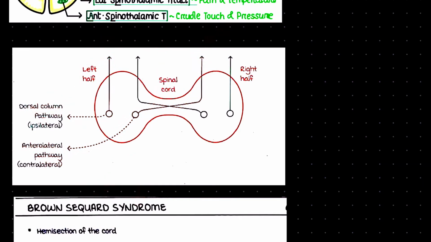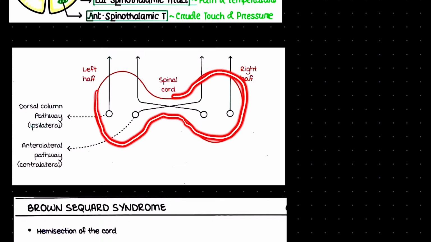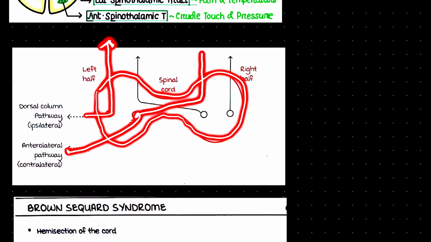Okay, now I'll repeat it again. This is our spinal cord. This is our dorsal column pathway, ascending on the same side of its origin, and there is the anterolateral pathway that moves to the other side, crosses over, and then moves upward.